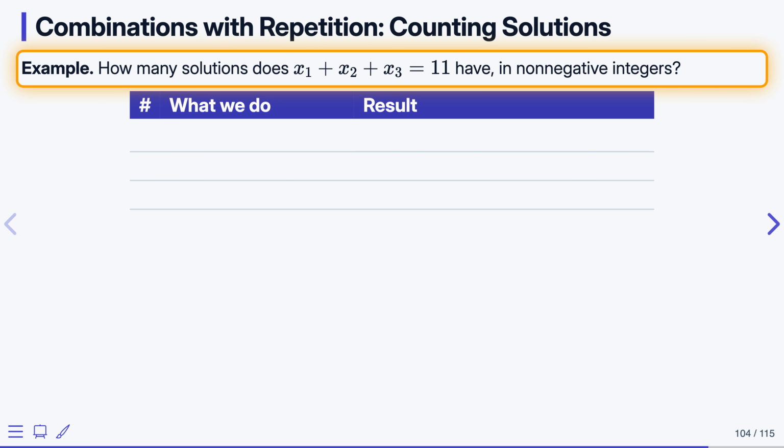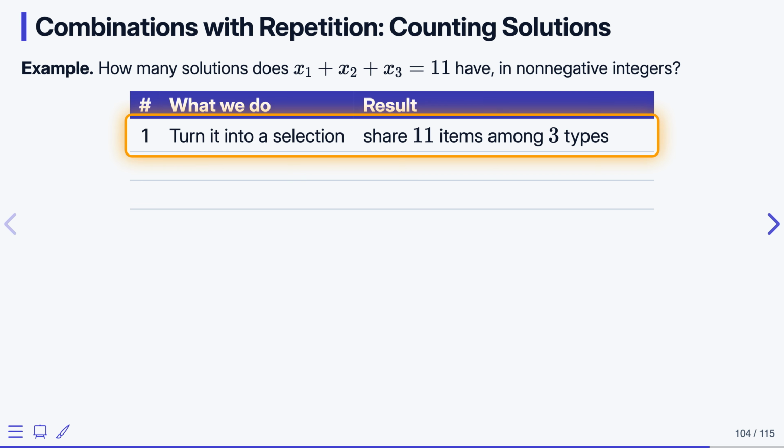Now a nice use of theorem 2, on a problem that does not look like counting at all. How many solutions does x sub 1 plus x sub 2 plus x sub 3 equal 11 have, when the 3 numbers are whole numbers that are 0 or more? Step 1. Turn it into a selection. Think of 11 identical items shared among 3 types. The value x sub 1 is how many items type 1 gets, and so on.